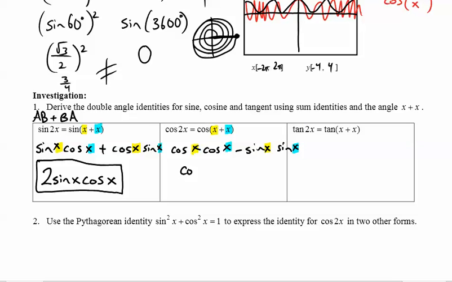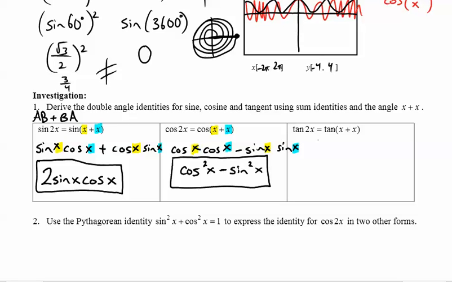Cos x times cos x is just another way of saying cos x squared. Sine x times sine x is another way of saying sine x squared. Okay, that formula will be given to you on the formula sheet. Is that equal to 1? Why not? You have to add. They have to add in order to equal 1. If you subtract them, then it doesn't equal 1.